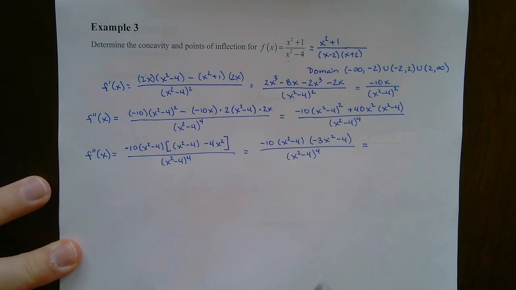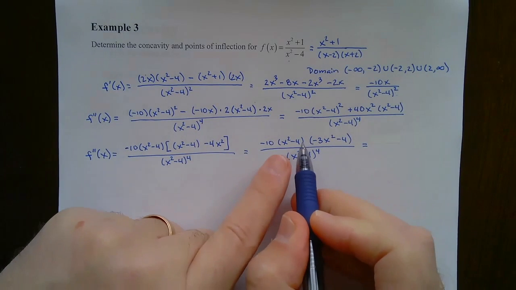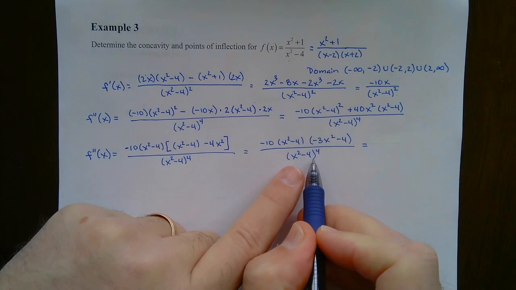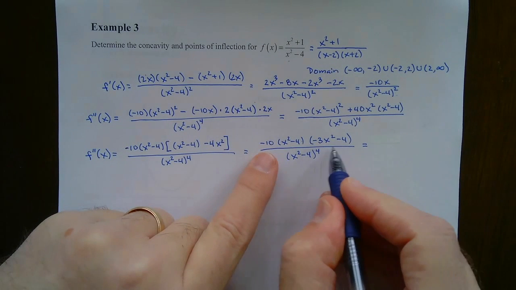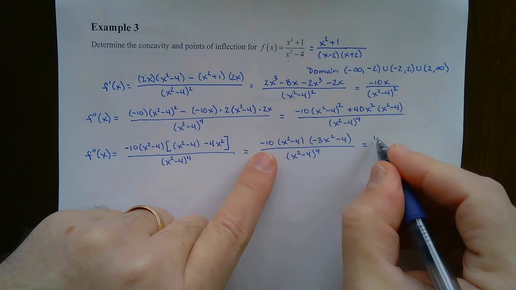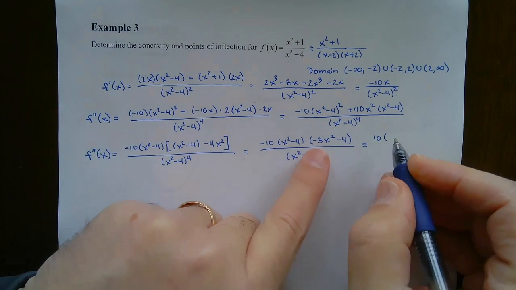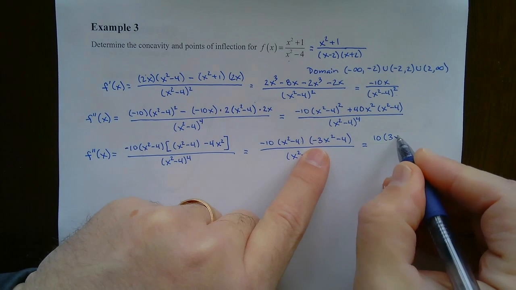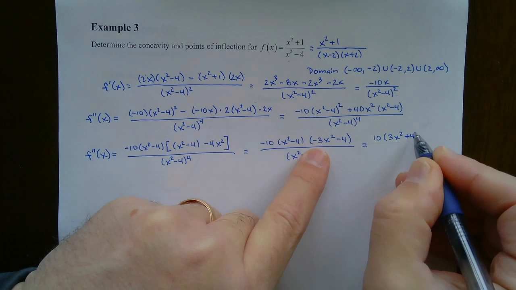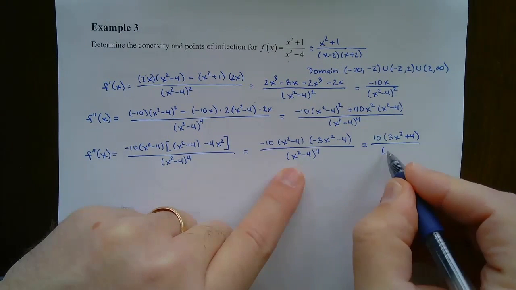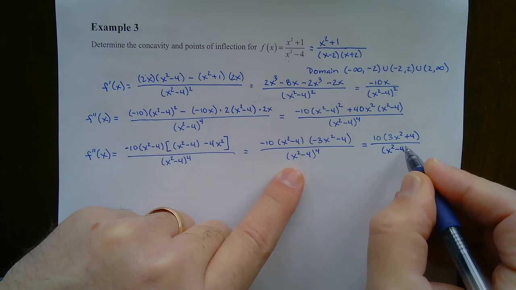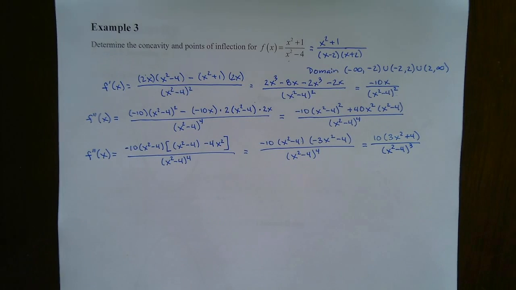All right, so here we go. So this x squared minus 4 cancels with one of these. Okay, so I'm going to be left with, and I'm going to factor a negative out of this. So that makes 10 times, and this becomes 3x squared plus 4 over, and this one cancels with one of these. So I'm left with x squared minus 4 to the 3rd power. Okay, so that's the second derivative. That's as simple as we can get it.